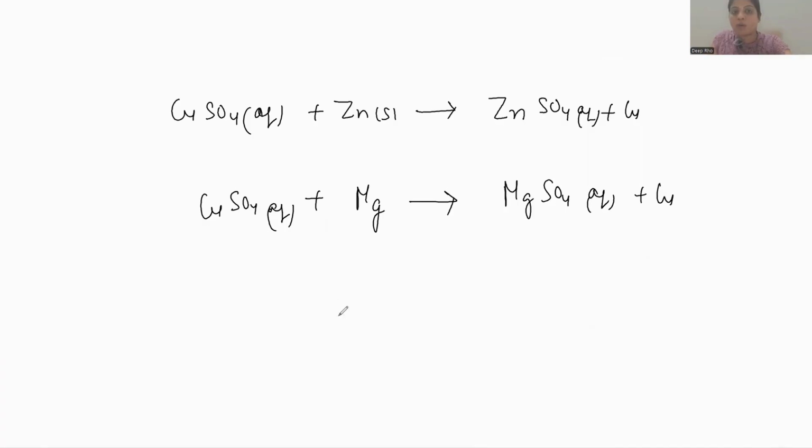Now let's take iron, which is more reactive, which we have already discussed at the start of this reaction. It is going to form iron sulfate and the copper. So this is about displacement reaction. A more reactive, more active metal will displace a less reactive one from its solution. This is very clear.